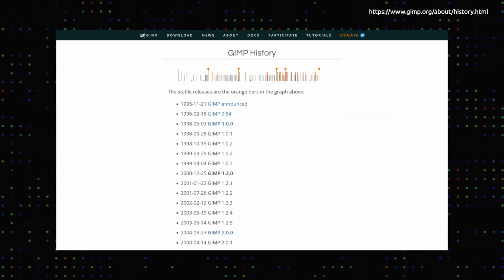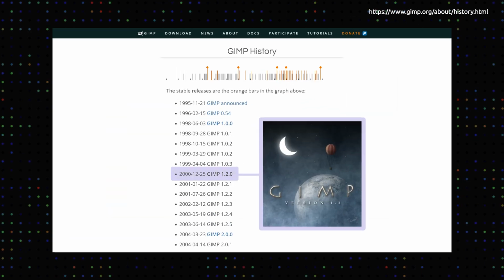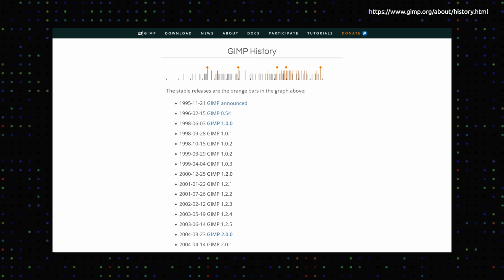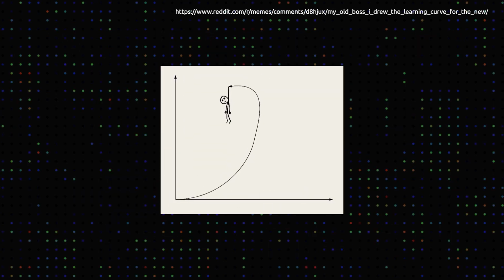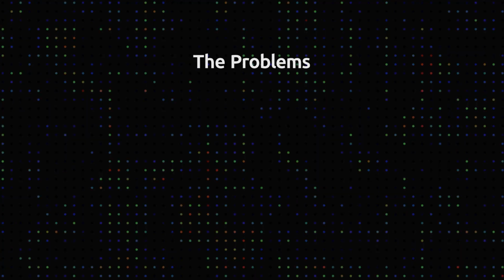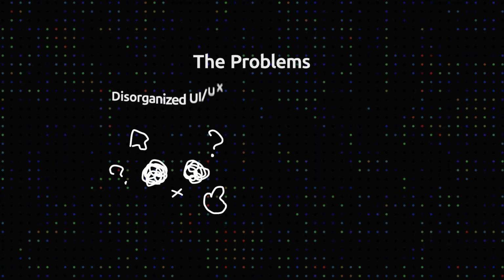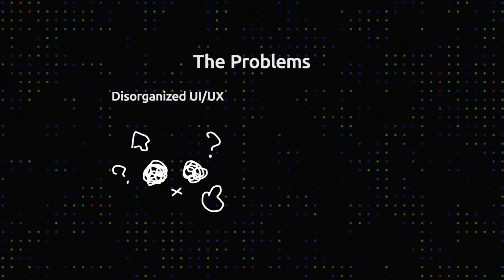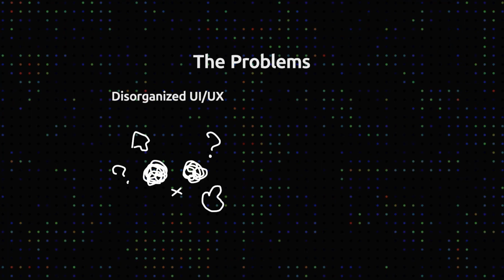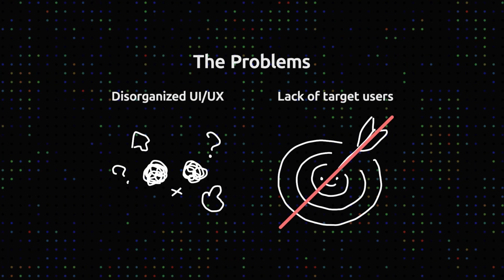Even as a professional designer who originally learned the layer system with GIMP, I still feel the learning curve is steep. So, what makes GIMP difficult to use? From what I have found, the short answer is the disorganized UI and UX. The deep-lying reason is the unclear direction caused by the lack of target users.